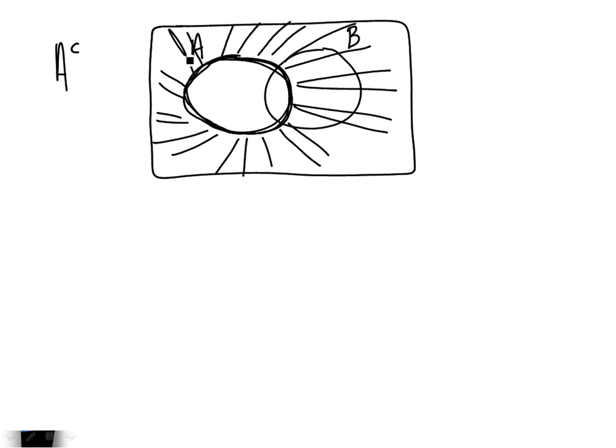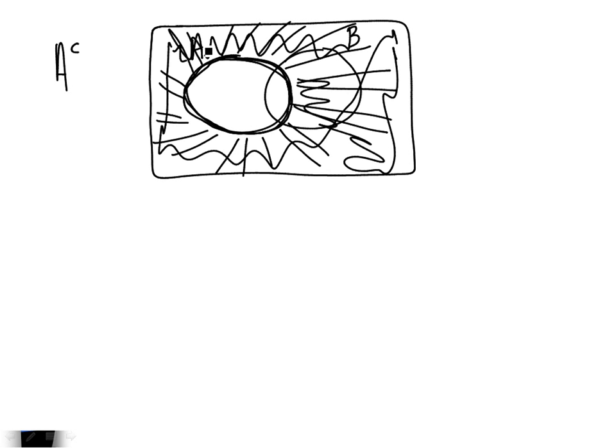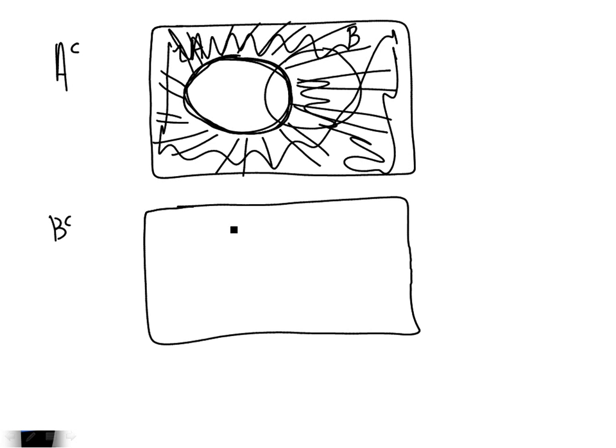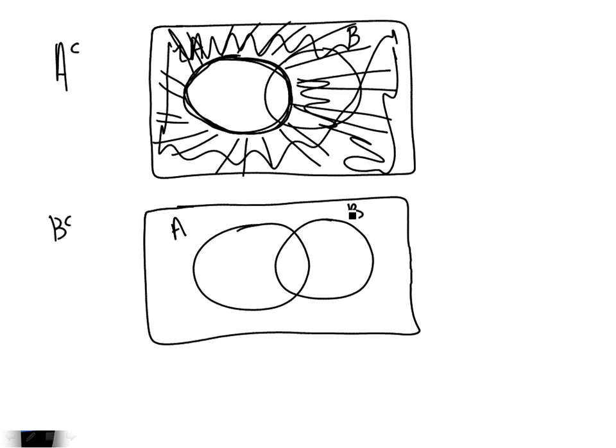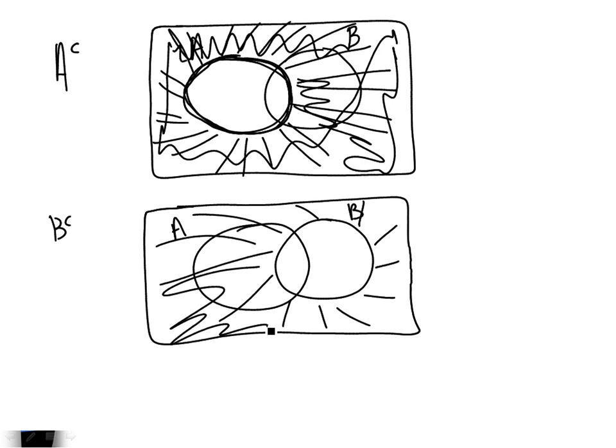And if you want to, you can shade everything outside of A. What is B complement? Obviously, that's everything outside of B. So everything outside of B. So again, everything outside of this circle here, because this is B.